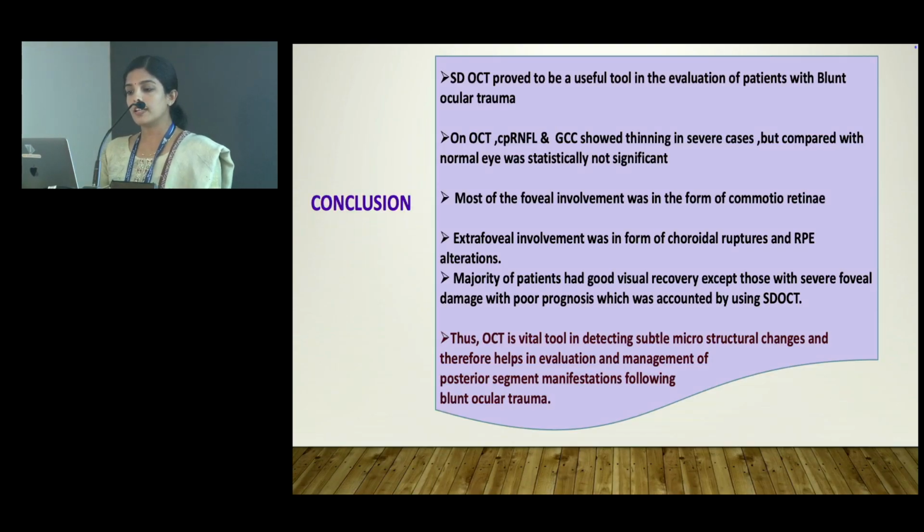So, conclusion: SDOCT proved to be a useful tool in the evaluation of patients with blunt ocular trauma. On OCT, circumpapillary RNFL and ganglion cell complex showed thinning in severe cases, but compared with the normal eye, it was statistically not significant. Most of the foveal involvement was in the form of commotio retinae. Extrafoveal involvement was in the form of choroidal ruptures and retinal pigment epithelium alterations. The majority of patients had good visual recovery except those with severe foveal damage with poor prognosis, which was accounted for by using SDOCT. Thus, OCT is a vital tool in detecting subtle microstructural changes and therefore helps in evaluation and management of posterior segment manifestations following blunt ocular trauma.